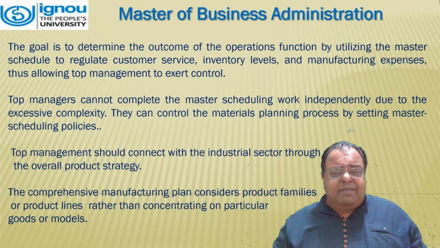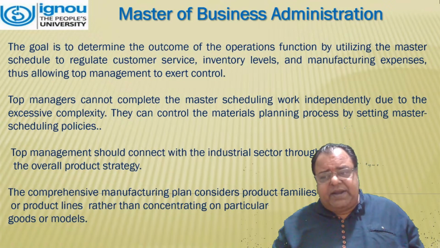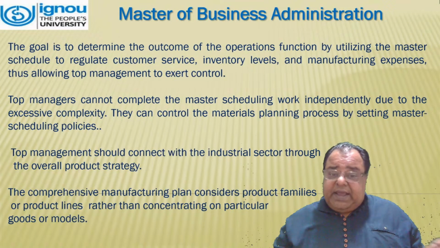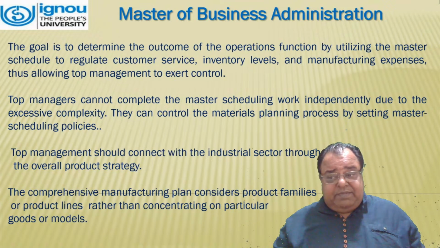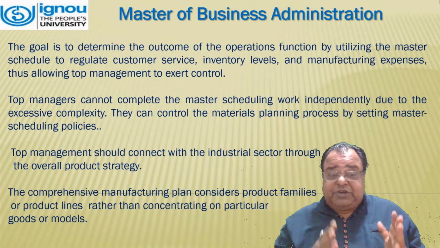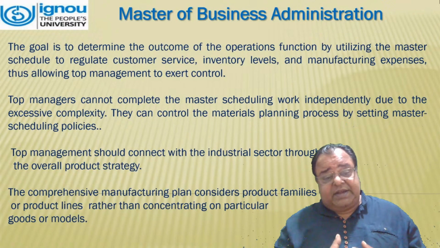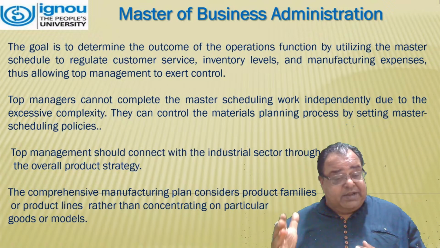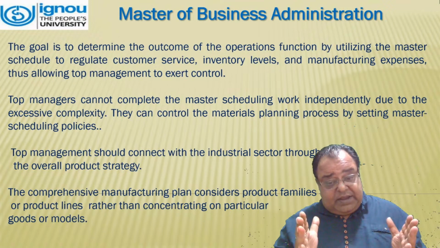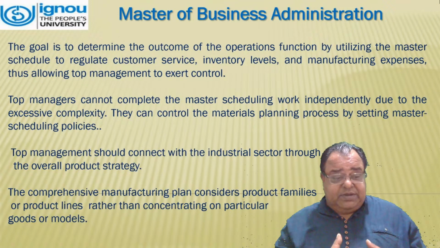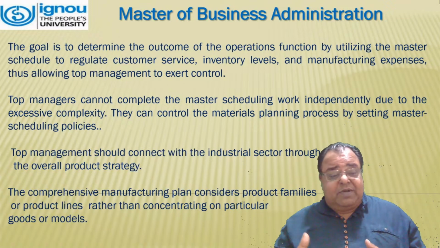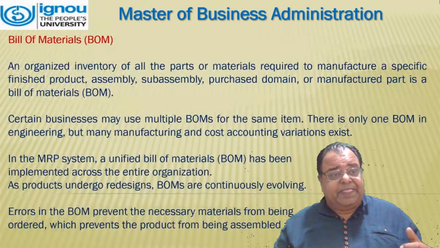Top managers cannot complete the master scheduling work independently due to the excessive complexity. They can control the materials planning process by setting master scheduling policies. Top management should connect with the industrial sector through the overall product strategy. The comprehensive manufacturing plan considers product families or product lines rather than concentrating on particular goods or models.